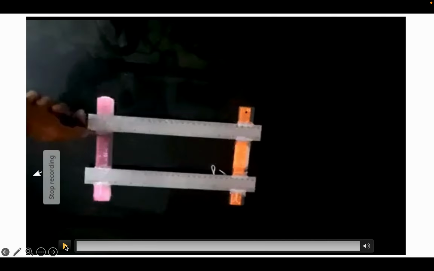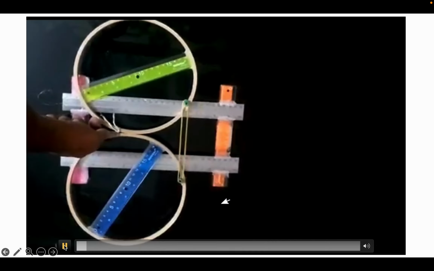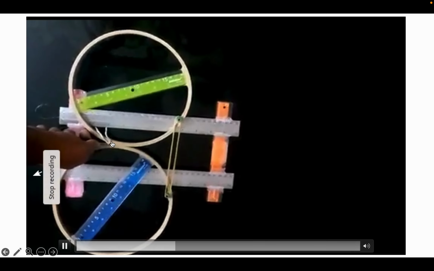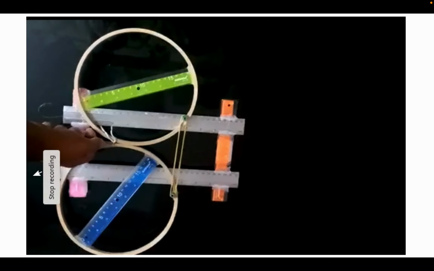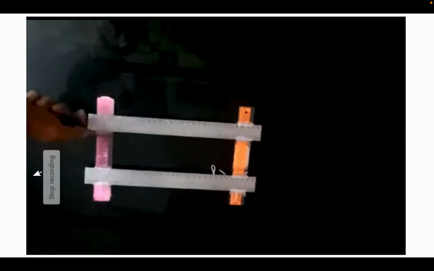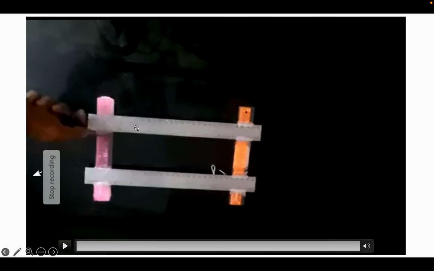Okay, did you see that? Okay, let's see this one again. When the thread is caught, both the rings move forward, and if you slow down the video and see, even the cart has moved forward. The friction between the cart and the rotors has moved the cart forward, not backward.